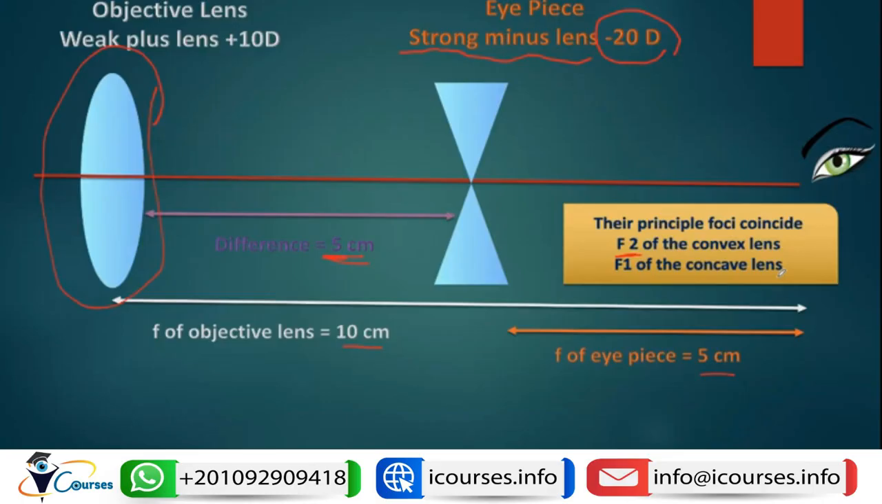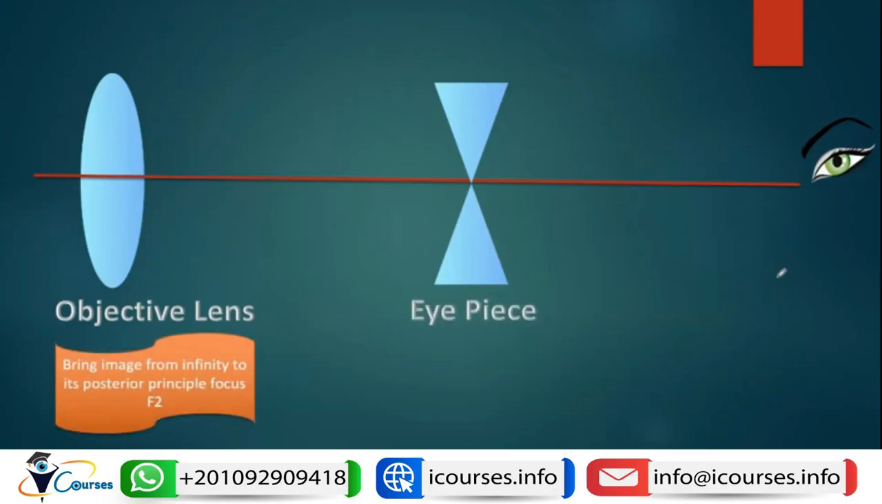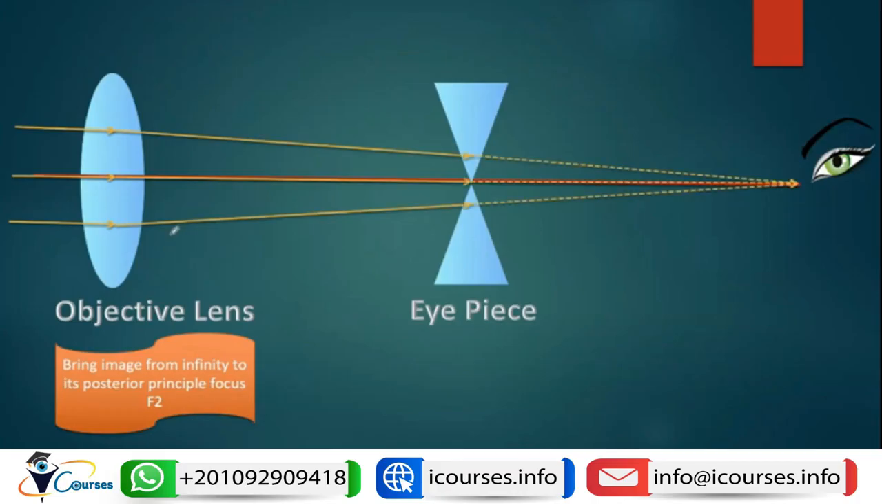So let's see the construction of the image. Here we have the objective lens and here we have the eyepiece. The objective lens will bring the light rays from infinity to its f2. Since we agreed that the focal length of this lens is 10 centimeters, the objective lens should make the parallel light rays coming from infinity come to a focus at 10 centimeters.